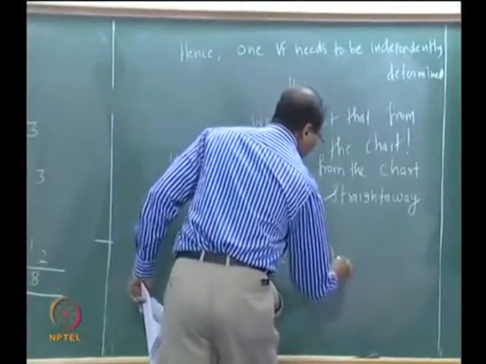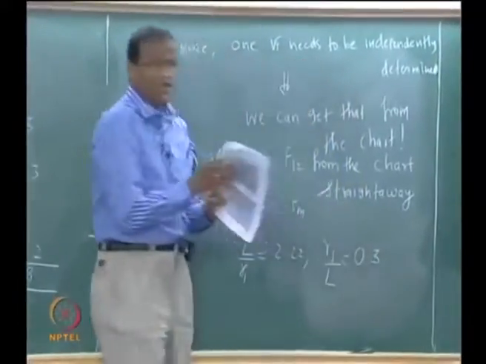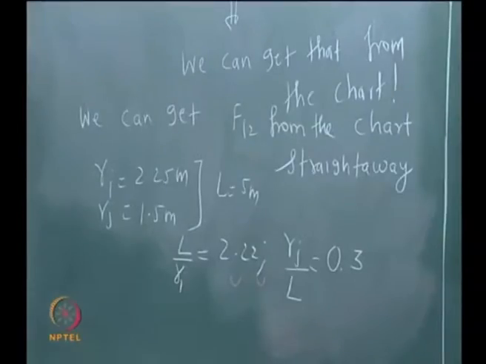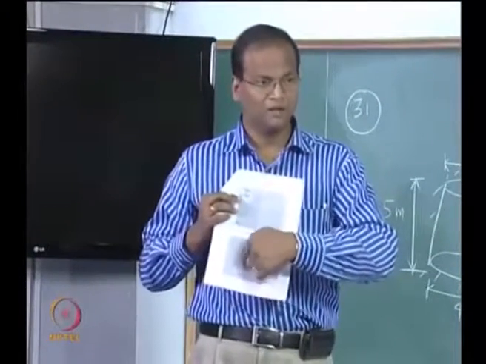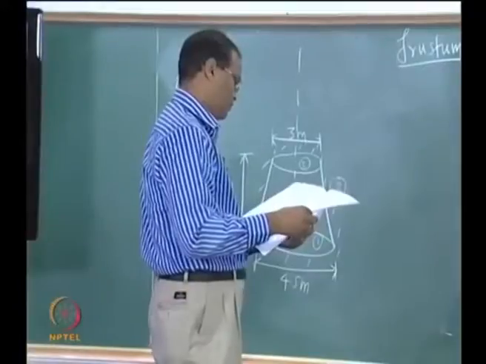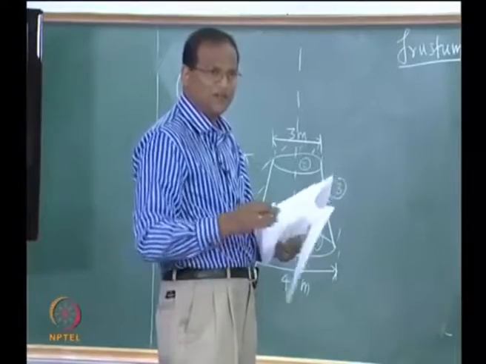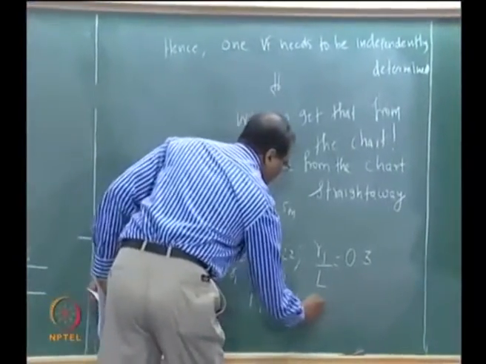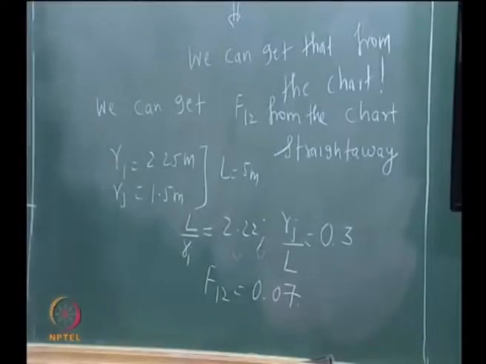Rj by L. Based on L by Ri and Rj by L, you can straight away get F12. How much did I get? I got 0.08, 0.07? Okay, no problem. So the first view factor we got.